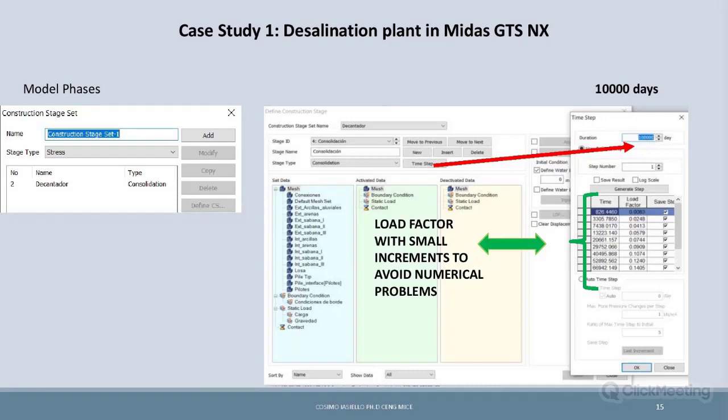So what you have to do is, once you step the day, normally it's 10,000 or 100,000 or whatever, to carry out a load factor with a small load increment. This is very important because this allows us to reach the convergence, avoiding the numerical problems.